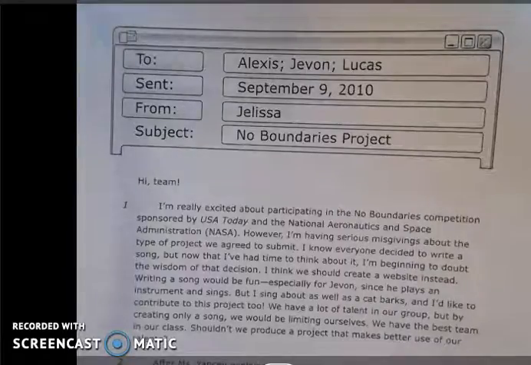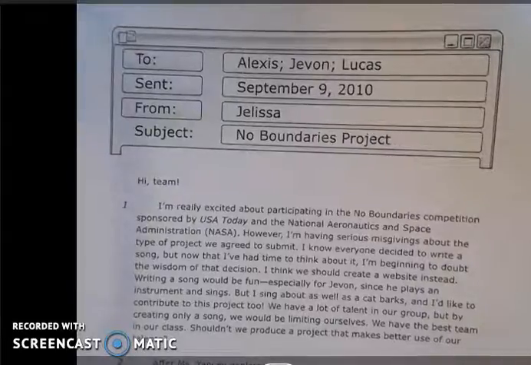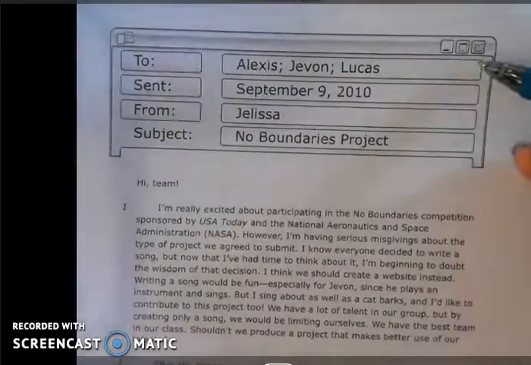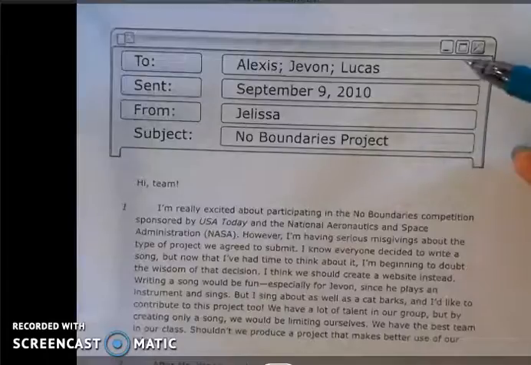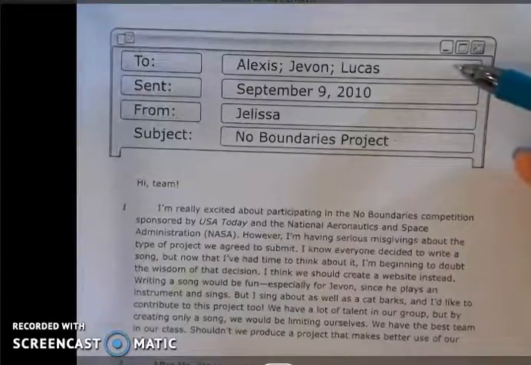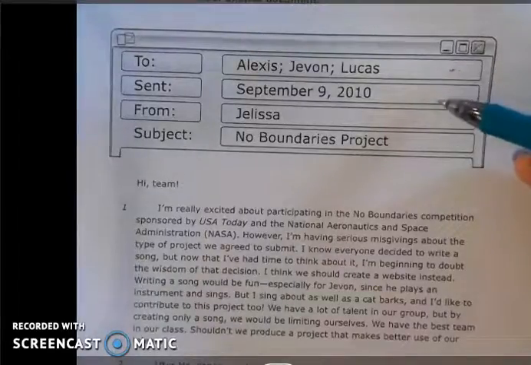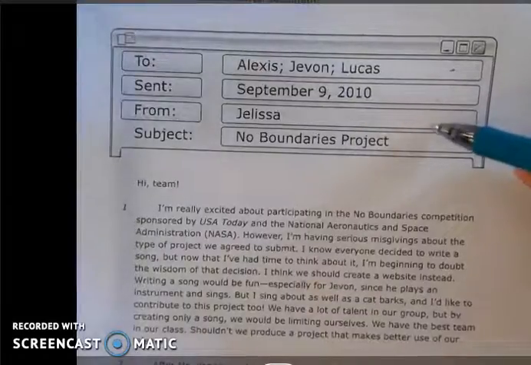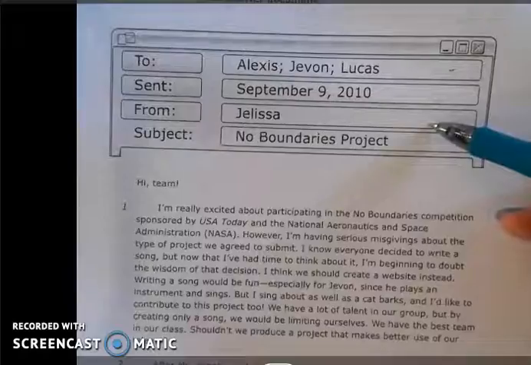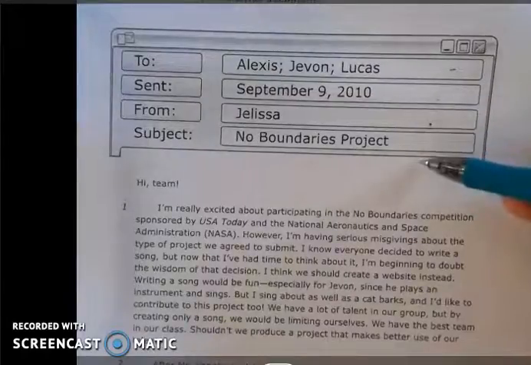So I'm going to read this text and I'm going to show you how you can determine if it's persuasion or not. So I notice up here, because good readers do not skip anything in the text. They pay attention to graphics, and in this case, it looks like it's an email. And it was to Alexis, Javon, and Lucas, and it was sent in September, and it's from Jalissa. And the subject is a No Boundaries project. So I know it's about a project that they're all working together on.